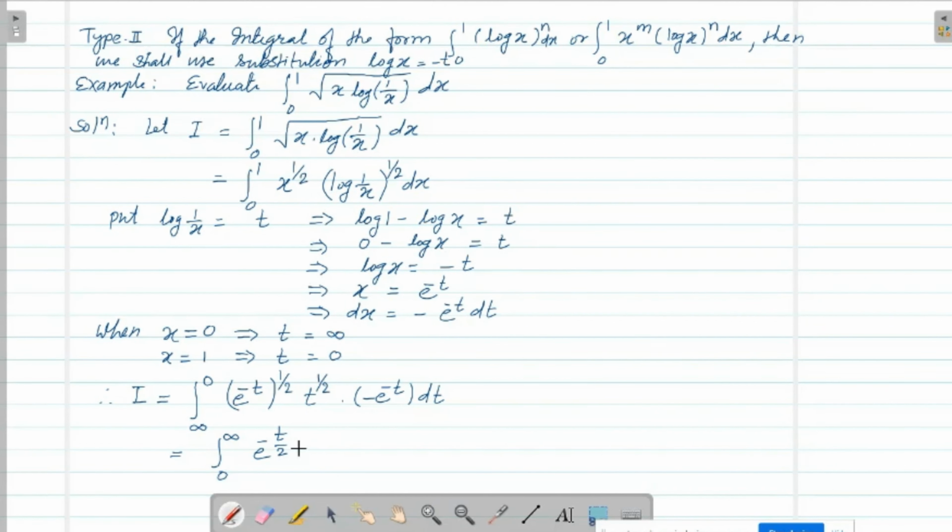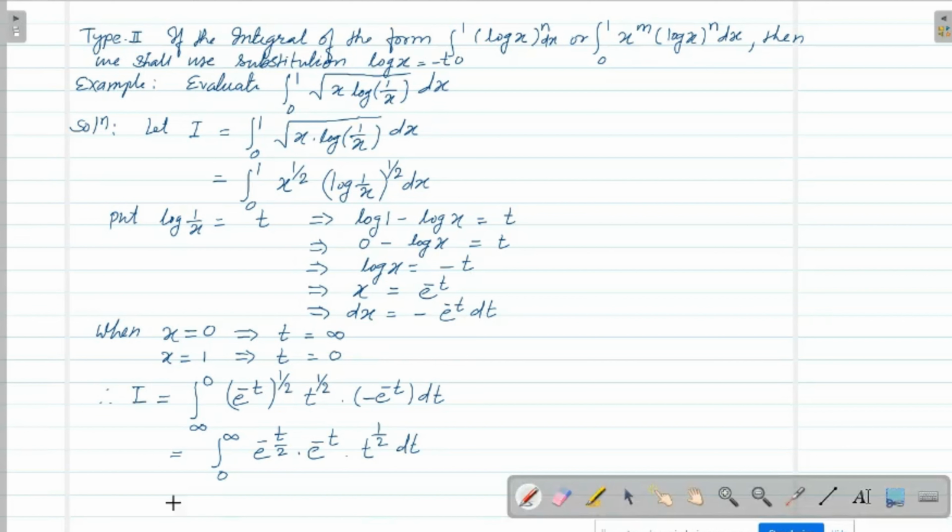Just simplify this into e raised to minus t and t raised to 1/2 dt. Okay, just simplify. Then you will get the integral with limit 0 to infinity. Now the base is the same, so the powers will be added, and you will get the integral from 0 to infinity of e raised to minus 3/2 t into t raised to 1/2 dt.